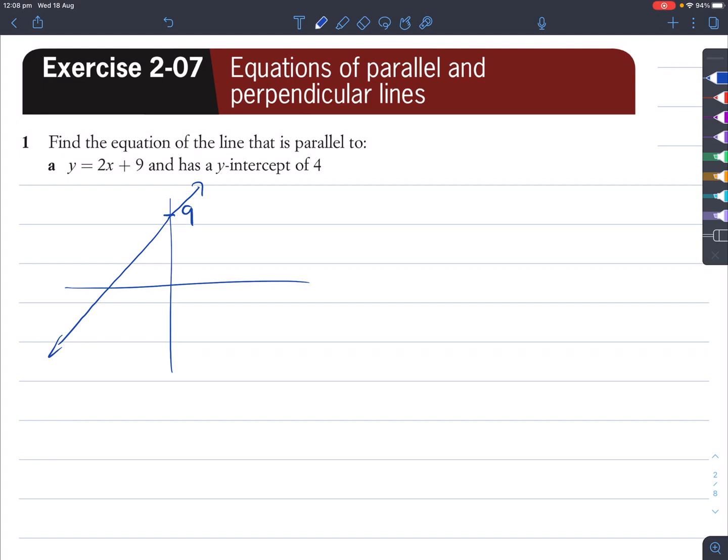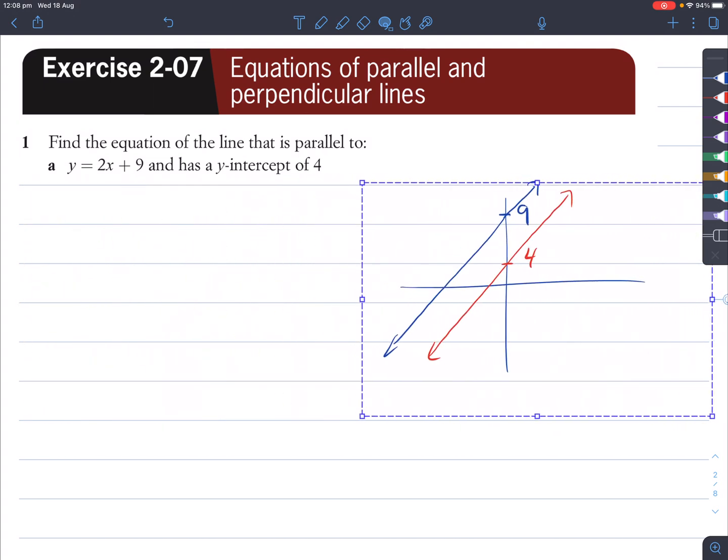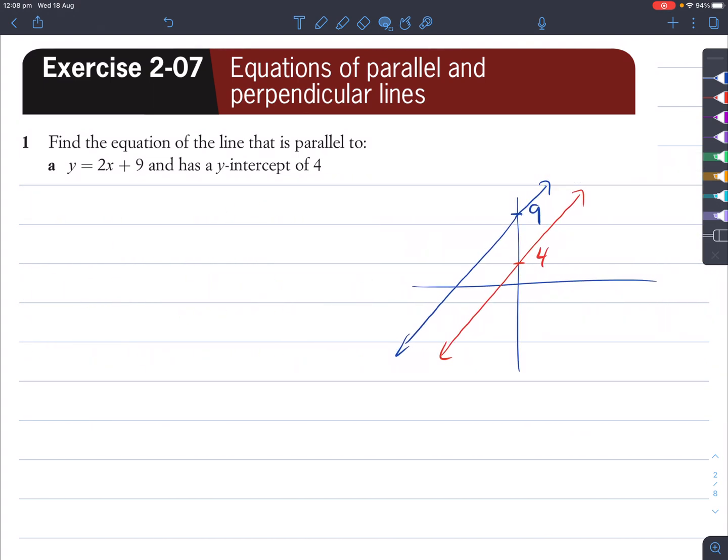Now there's another line that has a y-intercept of 4 that is parallel to this line, which means the line has to look like this. So it's the same direction, but it intersects at the number 4 instead. So how do we find the equation of this line? Well, we firstly know that the y-intercept is 4. But we have to find the gradient of this line. So the gradient of this line is 2. So we can say m1 here equals 2.